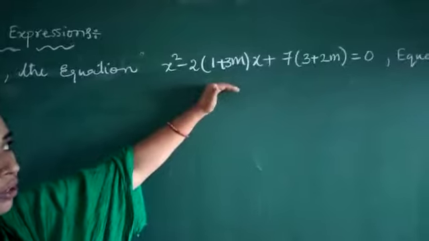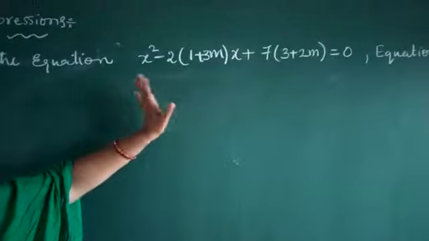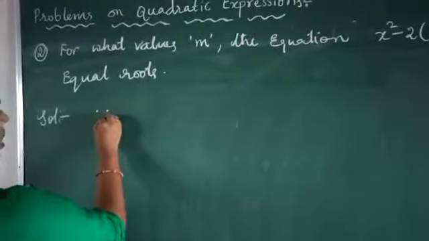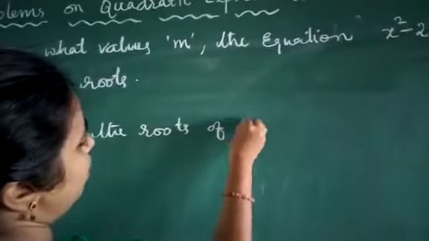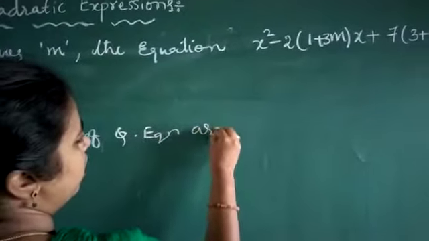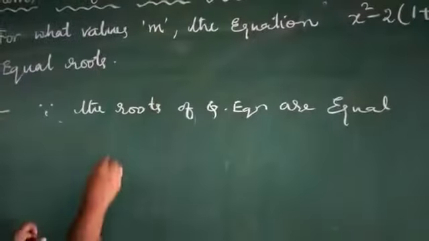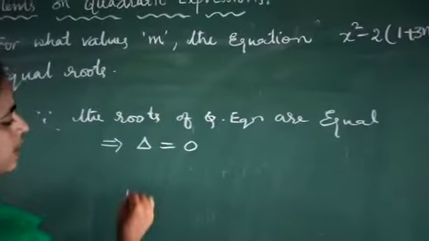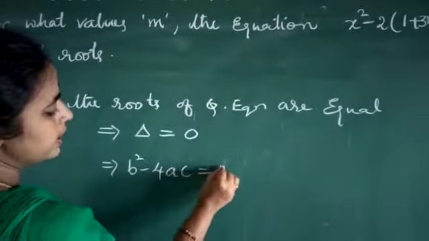If the roots are equal roots, using the discriminant of the quadratic equation, we have to take del equal to 0. Now, since the roots of the quadratic equation are equal, that implies del is equal to 0. What is the del value? b square minus 4ac will be 0.